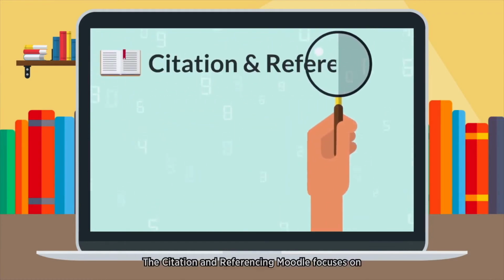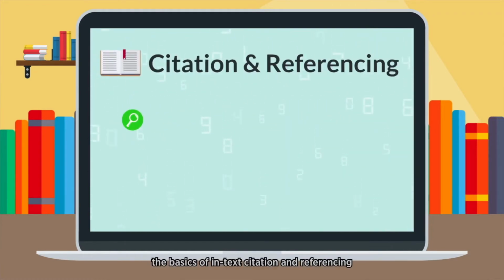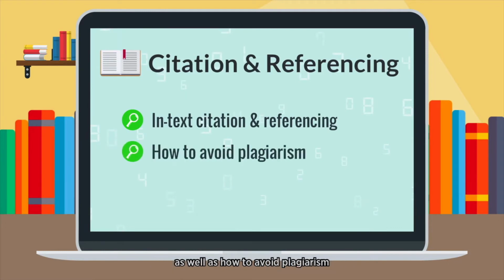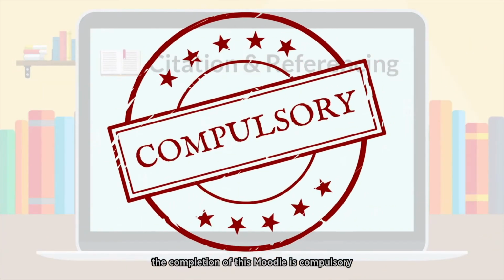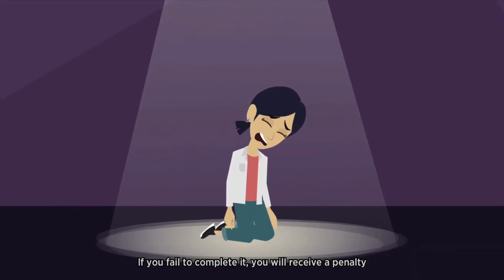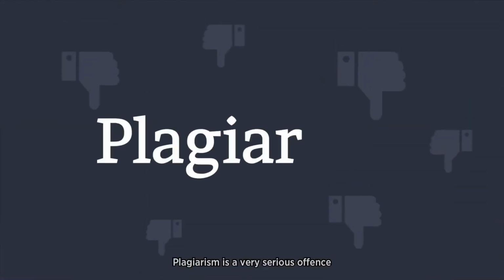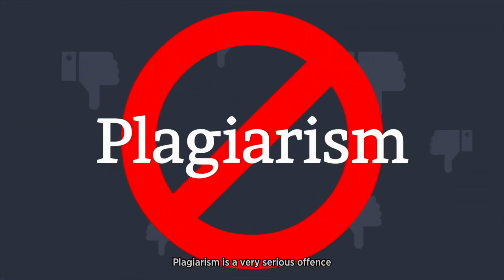The Citation and Referencing Moodle focuses on the basics of in-text citation and referencing, as well as how to avoid plagiarism. Bear in mind that the completion of this Moodle is compulsory. If you fail to complete it, you will receive a penalty. Plagiarism is a very serious offence, and it's important that you acquire the skills to avoid it.